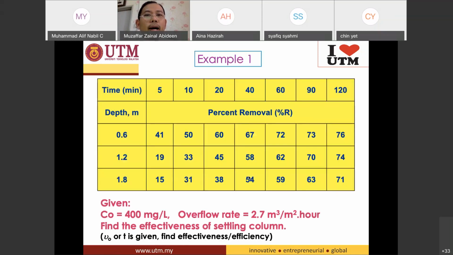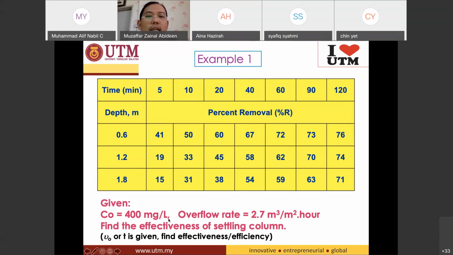Okay, so example 1, data is given by the lecturer. So this person is more ambitious than you guys, because they are doing the experiment up to 120 minutes, okay? And then checking at every different depth, and then they find out the percentage removal. And look at the question. It says that given the C naught is 400 milligram per liter, the overflow rate is given. You see, the overflow rate is given. Now they want you to find out the effectiveness of the tank.